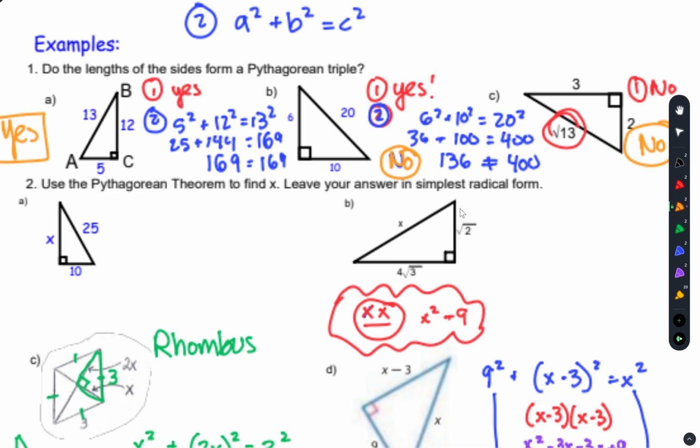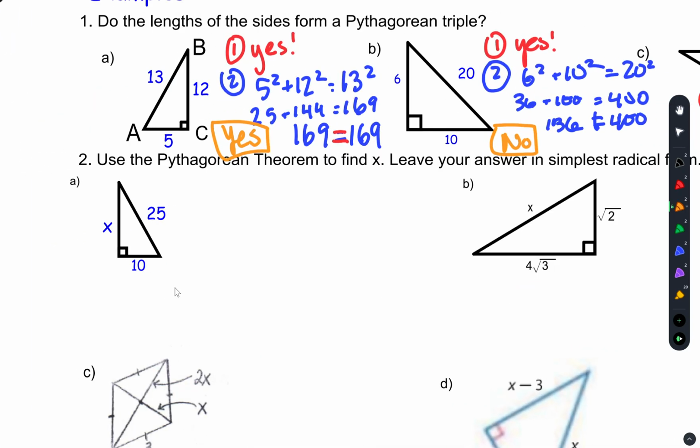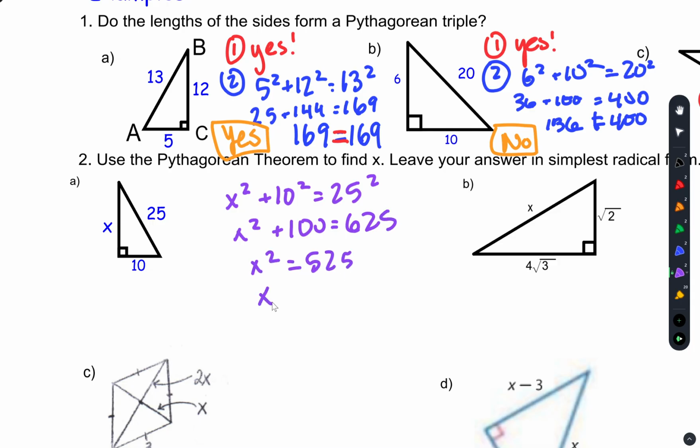Moving on to the next example, this is probably what we know the Pythagorean theorem for the most, is when we use it to find a missing side. So I'll set up my equation here, x squared plus 10 squared equals 25 squared, or x squared plus 100 equals 625. X squared equals 525. Square root both sides. X equals, let's break this down into 25 times 21, aka 5 radical 21.